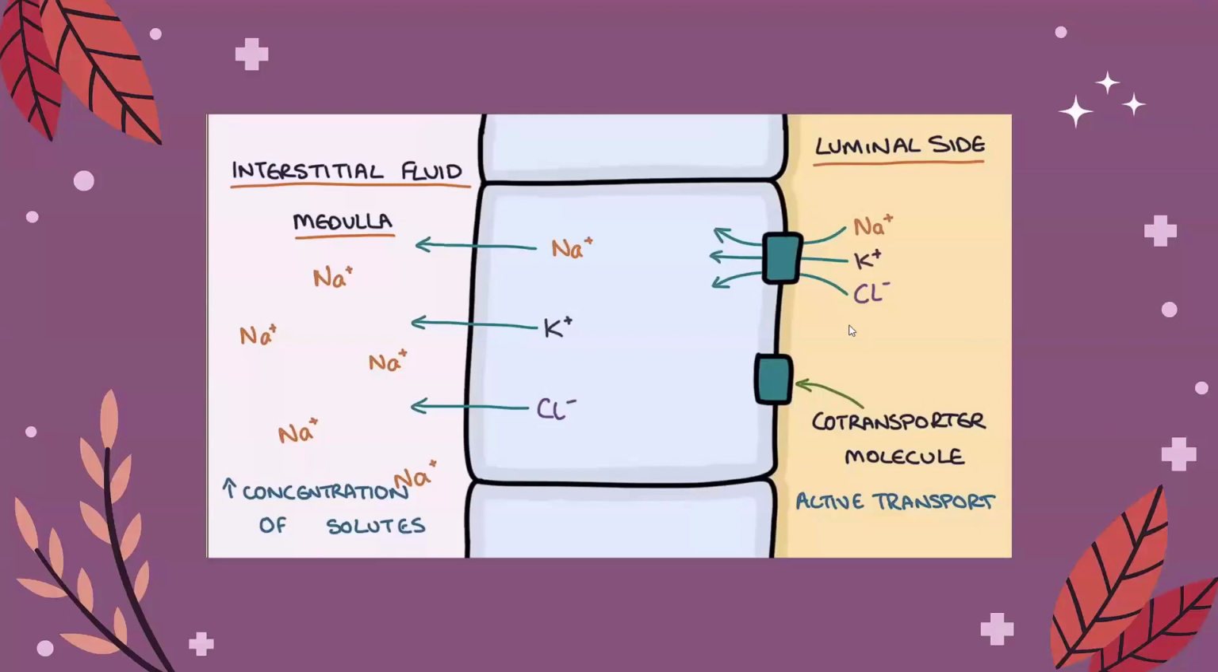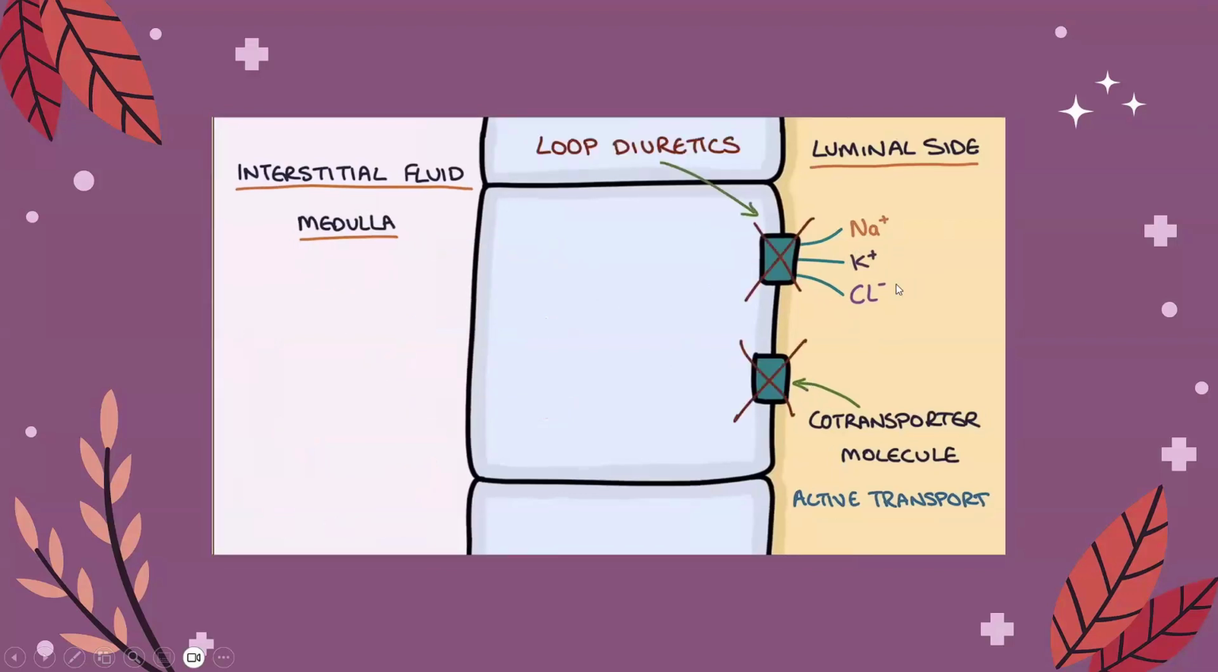And here we can see the sodium potassium chloride co-transporter in the loop of Henle. This is a bigger view, and this is without any diuretic drugs. We can see it just passes through into the interstitial fluid quite easily. However, when we use those loop diuretics like furosemide, it basically blocks them. Not entirely, but it blocks them, and we'll get to that in a second.